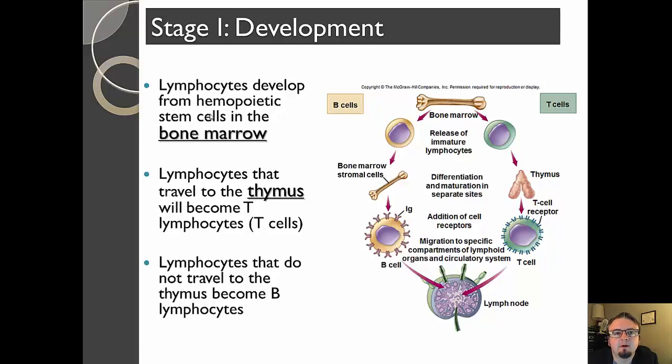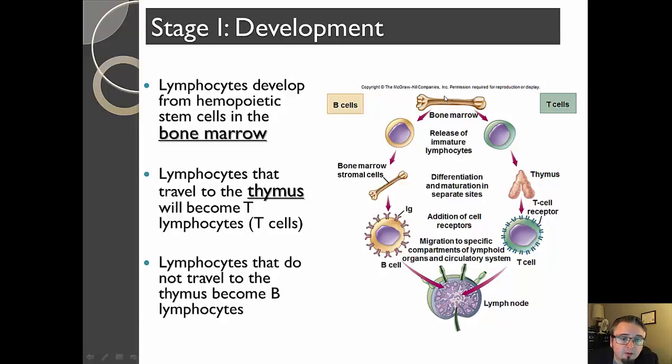So it's a stem cell that has the potential to become any sort of blood cell, whether it be a red blood cell or a white blood cell or even platelets. So these cells develop further into lymphocytes. And this all takes place within your bone marrow.